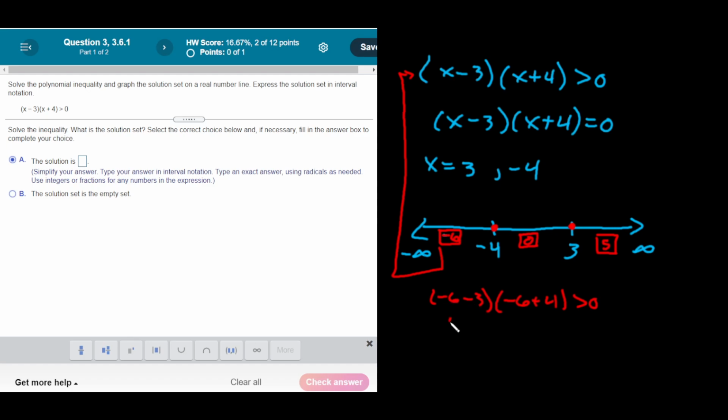-6 minus 3 is -9, and -6 plus 4 is -2, right? Greater than 0. This is positive 18 greater than 0. Is this a true statement? Is positive 18 greater than 0? Yes, and we got that from testing -6. So everything in this region would be true. So you shade all of that going to your negative infinity.